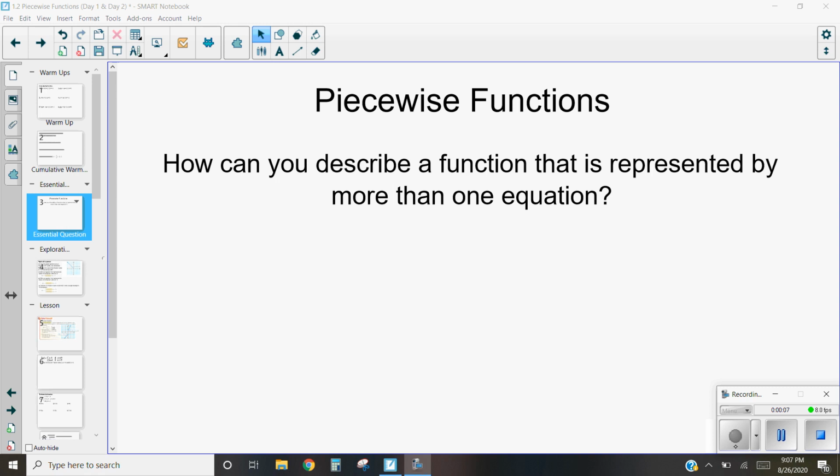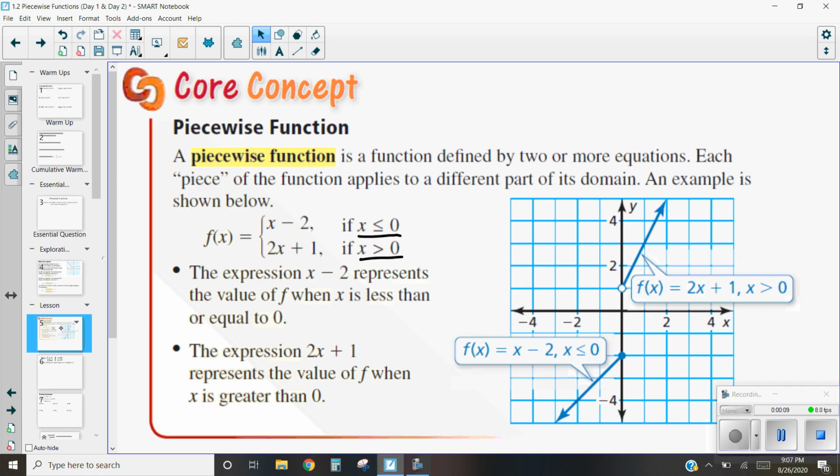So what are piecewise functions? Well, piecewise functions are a function that's defined by two or more equations. Now, a quick review about functions. Remember that a function means that for every x value that I put in, there's exactly one y value.